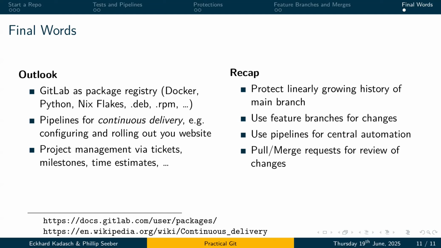But for now, we have touched, let's say, the improved version of software development with that, protecting our linearly growing branches and using feature branches for changes, pipelines for automation, and safeguards and pull and merge requests to basically enforce good practices here. With that, I think we're at an end. Hopefully we've given you some introduction, more basic and a little bit more advanced on Git. And I think we are both open for questions.